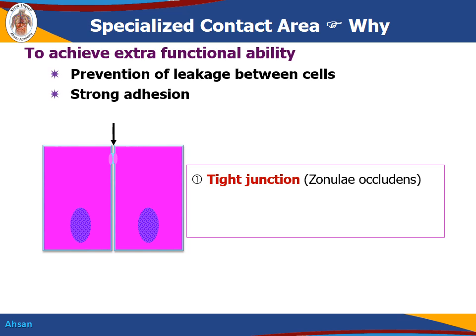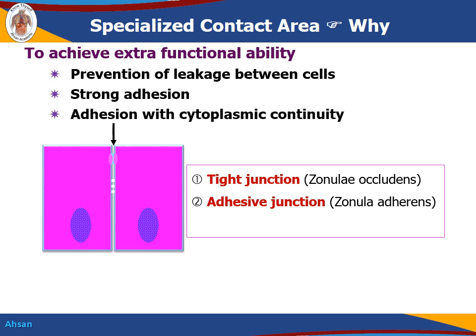Strong adhesion is required in some areas, so the glue substance, that is the proteins and some fibers, runs between the membranes and keeps them tightly together. This type of junctional area is known as adhesive junction or zonula adherens.